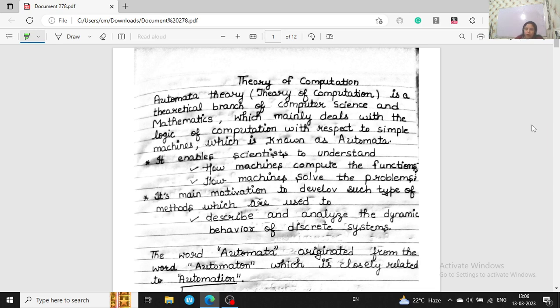In this video, I will discuss the next part of theory of computation. First, let me repeat what the theory of computation, or automata theory, is. Theory of computation is a theoretical branch of computer science and mathematics, which mainly deals with the logic of computation with respect to simple machines, which are known as automata.